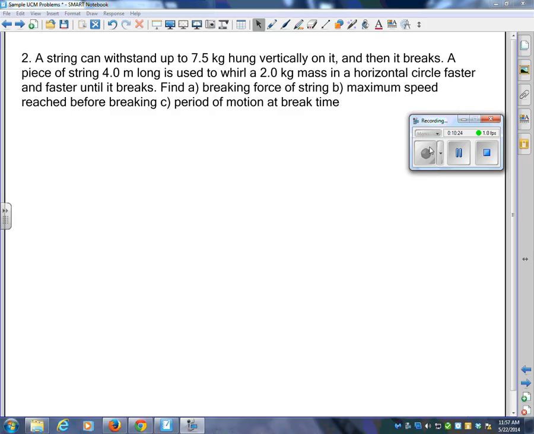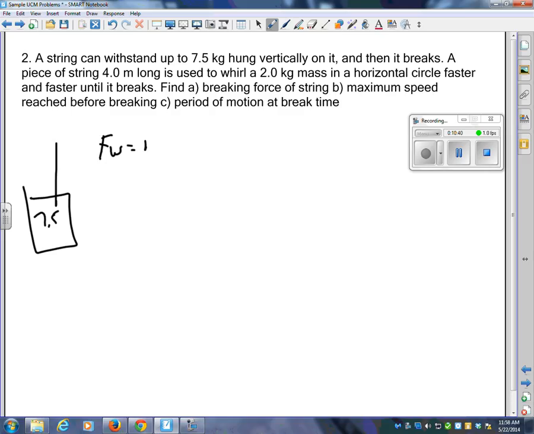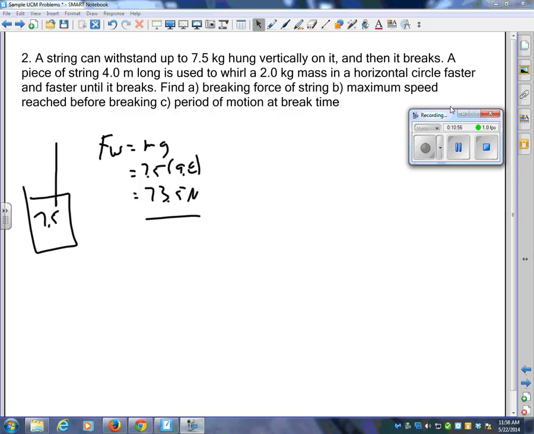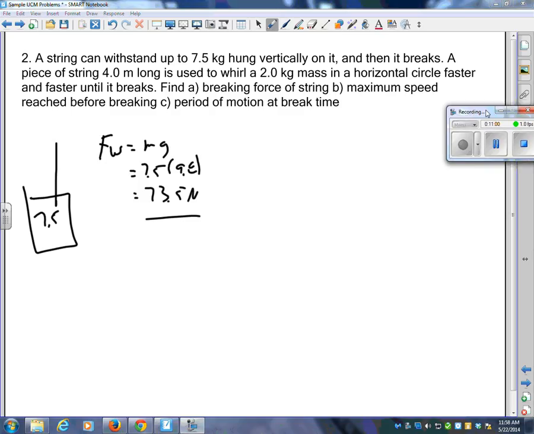It's a vertical circle. Let's have a look here. A string can withstand up to 7.5 kilograms hung vertically on it and then it breaks. So what they're telling you is that you can put 7.5 kilos on it and then it breaks. So the breaking force is equal to the weight force. That's 7.5 times 9.8, so that is 73.5. The string breaks when 73.5 newtons of force is placed on it, right? So that's the breaking force. Find the maximum speed reached before breaking. So how fast can it go?